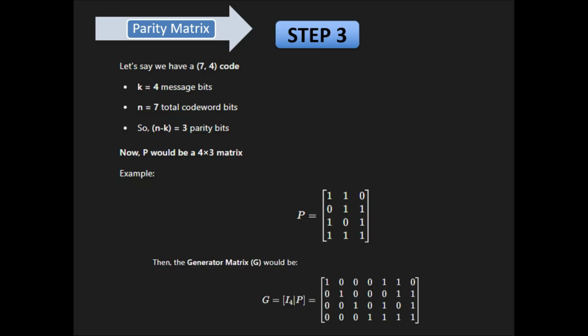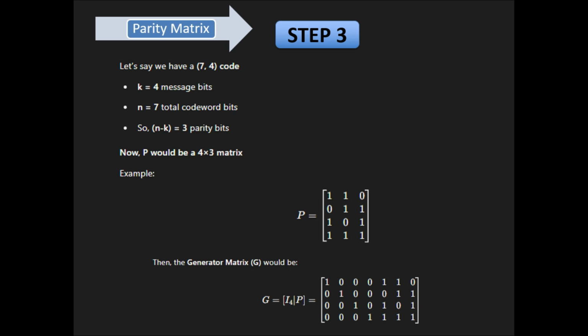So now let's continue with step 3, using the parity matrix. Let's say we have a 7,4 linear block code. So k equal to 4 message bits, which is the data vector, also equal to the number of rows of the generator matrix. So you have to write down 4 rows, and n equal to 7 total code word bits. Out of 7 total, 4 bits are the message bits, and 7 minus 4 is equal to 3 bits for the parity bits. So n minus k equal to 3 parity bits.